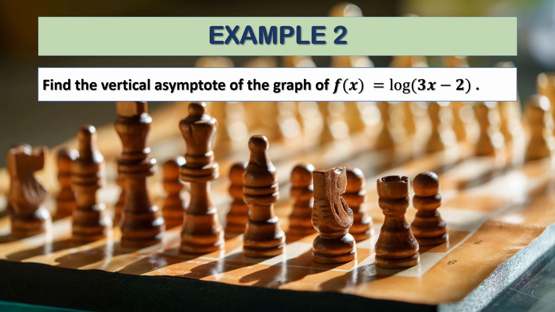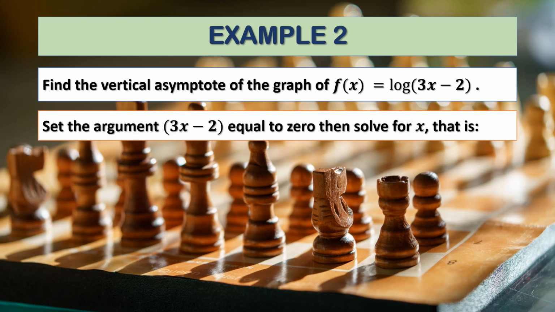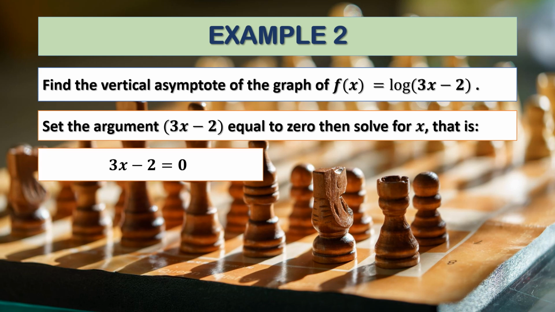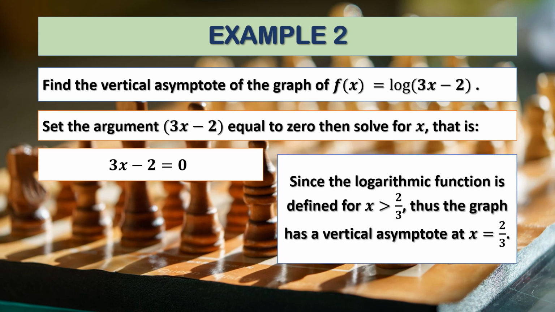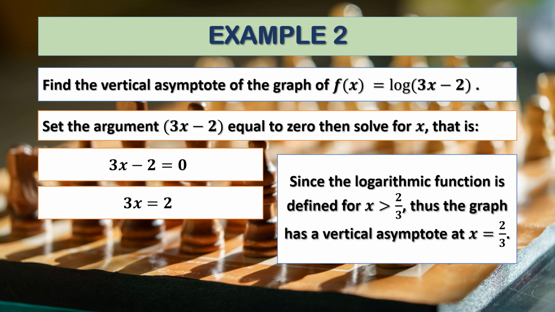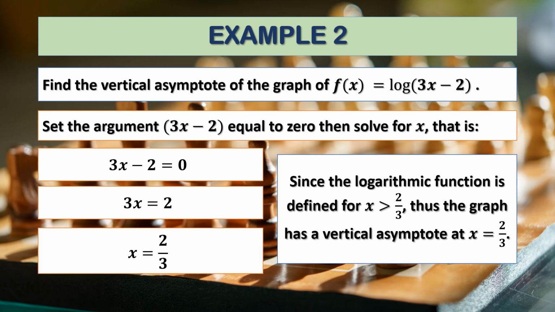Example 2. Find the vertical asymptote of the graph of the function f of x is equal to the log of 3x minus 2. Notice that the minus 2 is already included inside the parenthesis. So set the argument 3x minus 2 equal to 0, then solve for x. Then we have 3x is equal to 2, then x is equal to 2/3. Since the logarithmic function is defined for x greater than 2/3, the graph has a vertical asymptote at x is equal to 2/3.